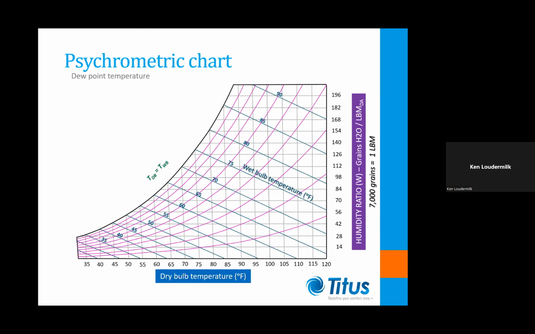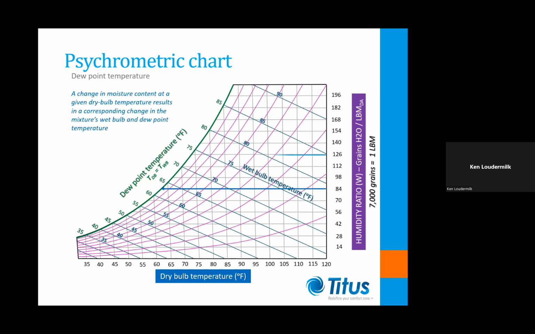Notice the curve formed by the left end termination of the wet bulb temperature lines. This curve is known as the saturation line. It's established by points where the mixture's dry and wet bulb temperatures are the same. The point at which a mixture's dry and wet bulb temperatures are the same is also referred to as its dew point temperature. The dew point temperature represents the minimum temperature a mixture may be cooled to before it starts to condense moisture. Also note that any change in moisture content directly affects the dew point temperature of the mixture.